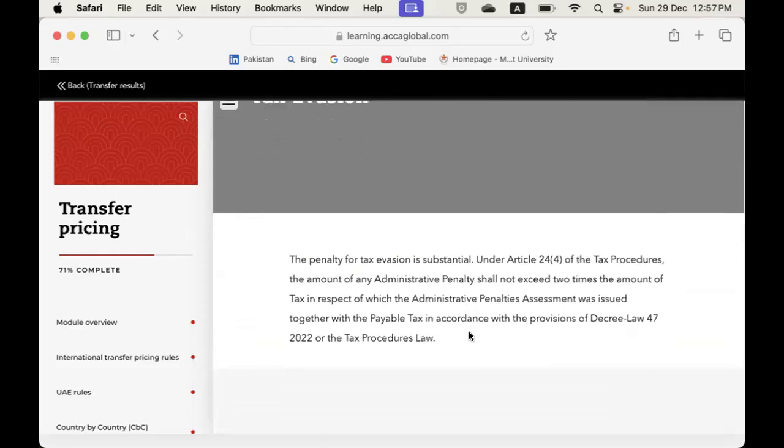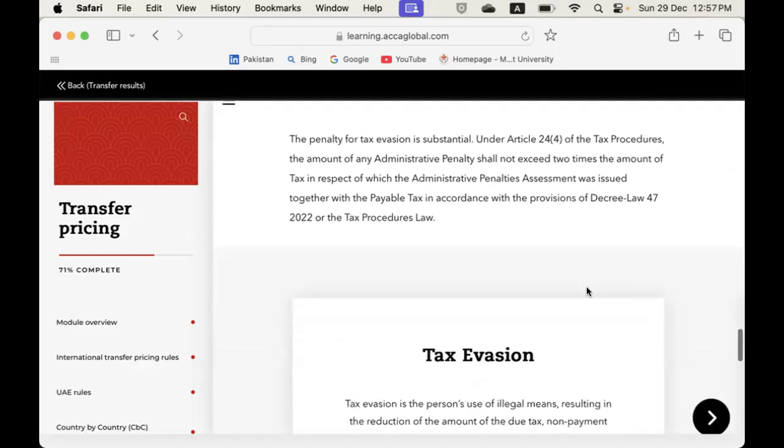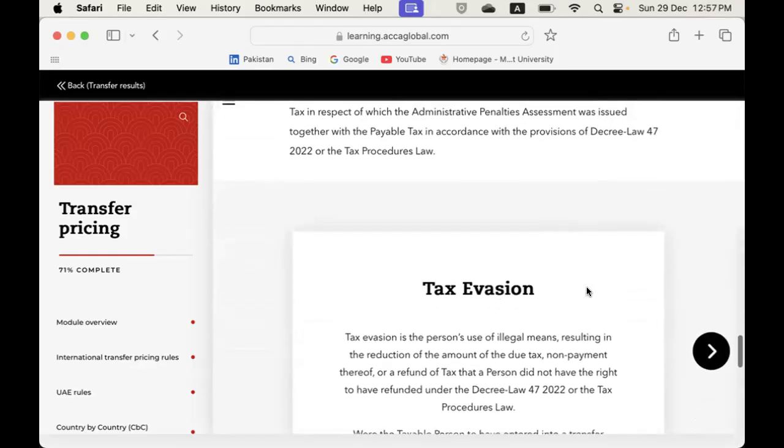Tax evasion. The penalty for tax evasion is substantial. Under Article 24 of the tax procedures, the amount of any administrative penalty shall not exceed 2 times the amount of tax in respect of which the administrative penalties assessment was issued, together with the payable tax in accordance with the provisions of the tax law. So what should we remember? The amount of administrative penalty will not exceed 2 times the amount of tax in respect of which that penalty was issued. Key point for us to remember.